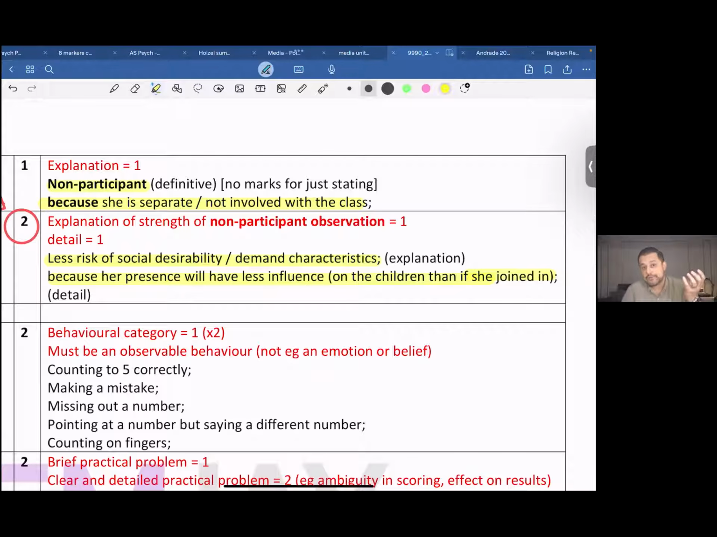She was introduced by the teacher, and then she ended up sitting separately and observing, as compared to if the situation would have been otherwise. If she would have been a part of the group and participated in the activities, her presence would have affected the behavior, affected the task that the kids were up to.